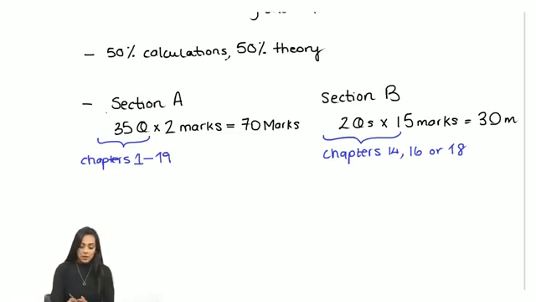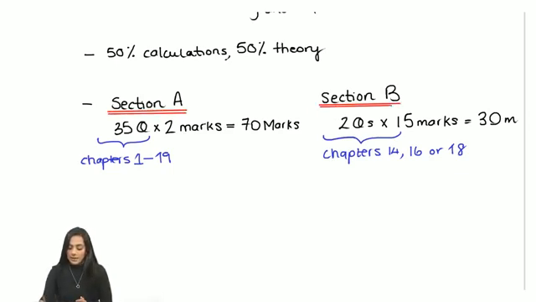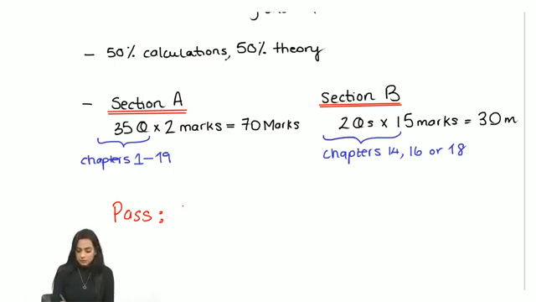So there you have it. You have your exam structure. Section A and section B. So the whole exam is 100 marks in total. But to pass the exam, does anyone know what we need to get? In order to pass the exam, what percentage do we need to get? Well, for those of you who don't know, you need a 50% pass.